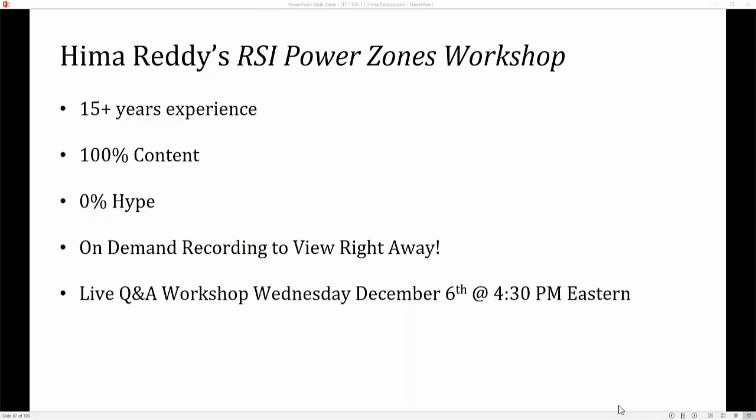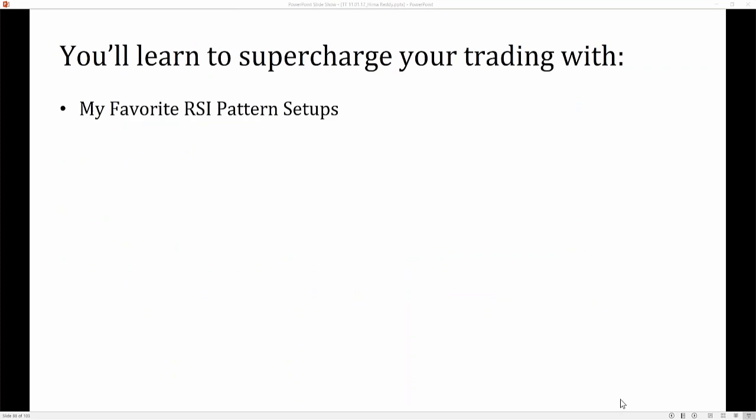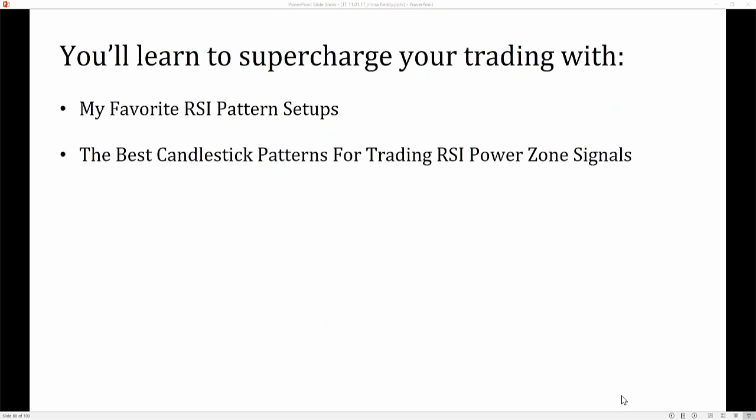So what will you learn through the on-demand class that we would then go through in depth in the live Q&A? Well, you will learn definitely my favorite RSI pattern setups, not just the divergences, but how to calculate the targets like the one I showed you in Tesla, okay? Candlestick chart patterns that I have found to be optimal in combination with RSI power zones.